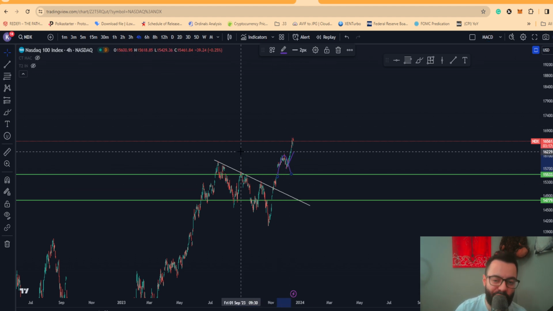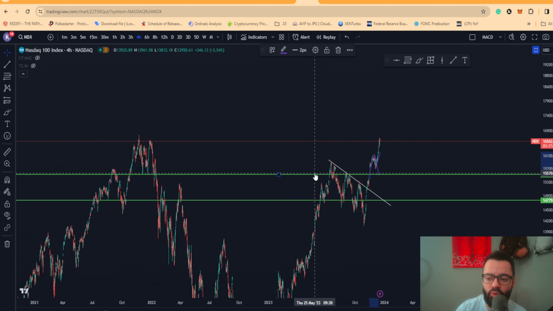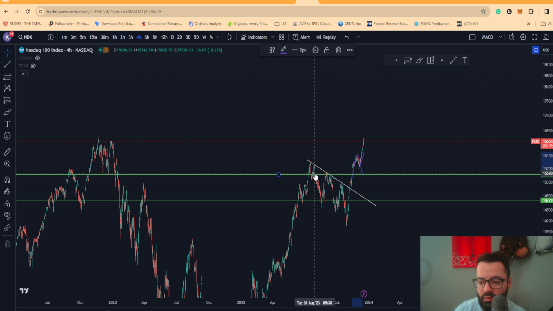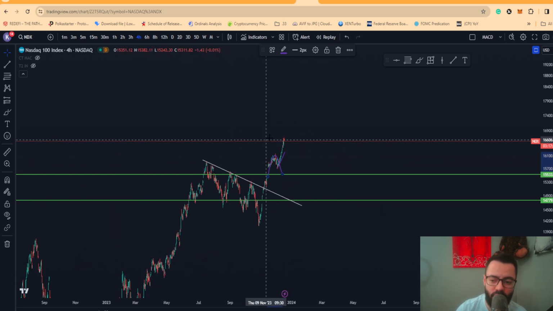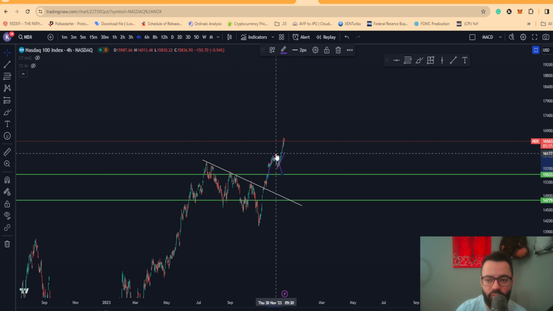Now on the mid time frames, it's not out of the question that maybe the Nasdaq does come back to the 15,500 area, finding a bit of support for further continuation. Now that is on the mid time frame. For us to continue that uptrend, again, as I said, we're looking for 16,400 and further from there.